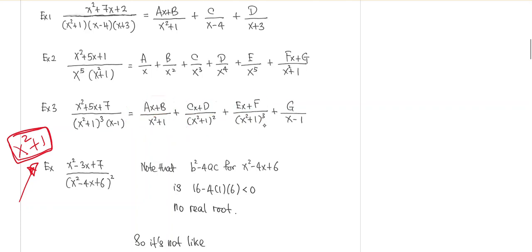Okay, and this particular example also involves a term that is not a repeating term. This is x minus 1. Again, this is linear, so on top of it should match with a polynomial of degree 1 less, which is a constant.